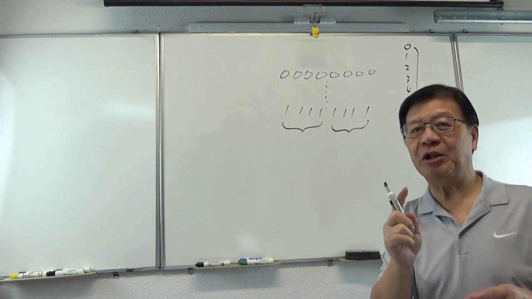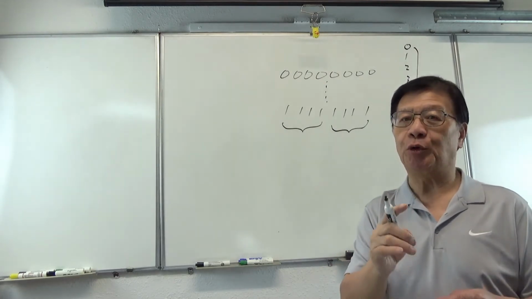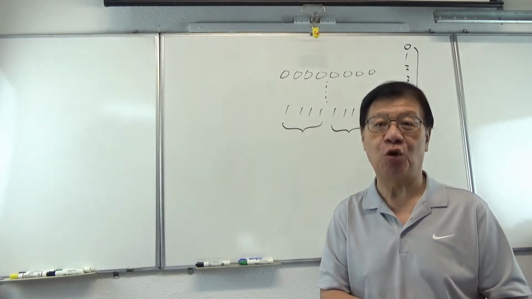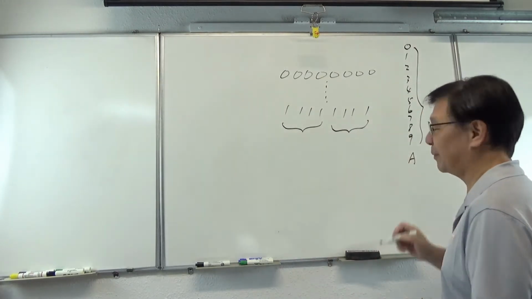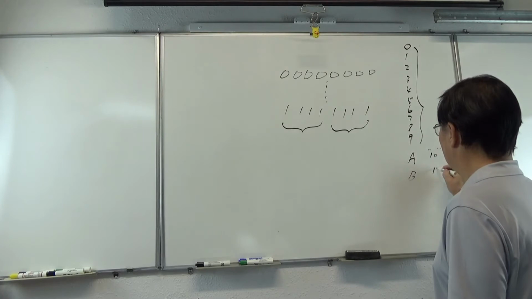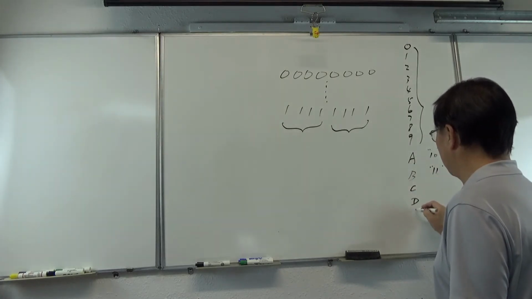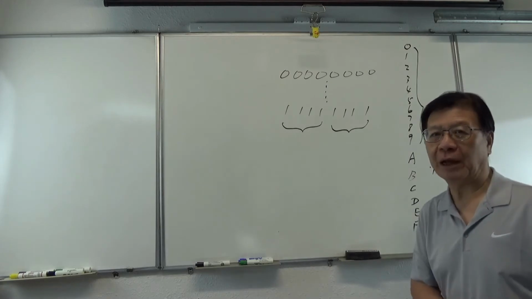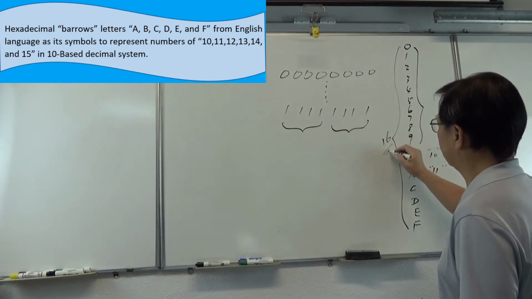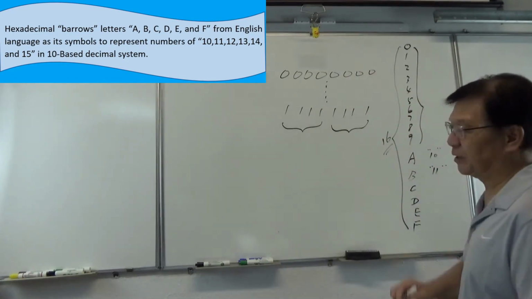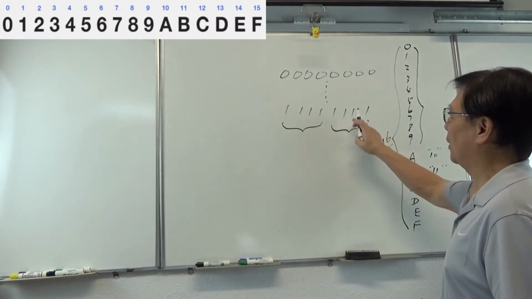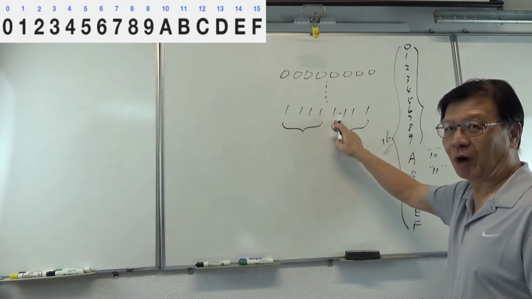How do we use one single symbol to represent 10? Just like I said, we borrow letters from English. Letter A is 10, B is 11, C, D, E, F. So from here to here, we have 16, including 0. Got it?